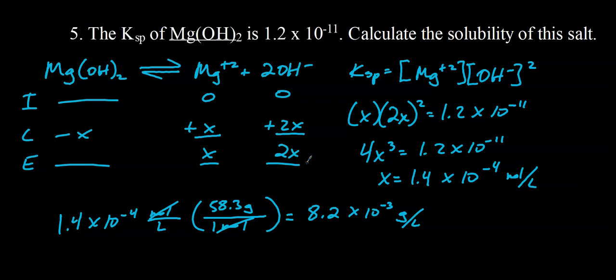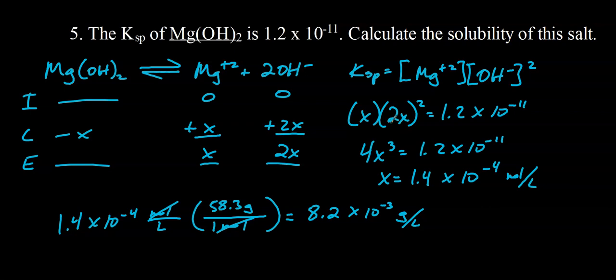Notice this here. We have 2x in parentheses squared. I like to call that 2x quantity squared. 2x quantity squared is 4x squared, so don't just square the x, make sure you square the 2 as well. 4x squared times x is 4x cubed. If you have trouble solving this mathematically, first thing is divide both sides by 4, and then take the cube root of both sides, so we get just x. And we get 1.4 times 10 to the negative 4th. That's our solubility in moles per liter.